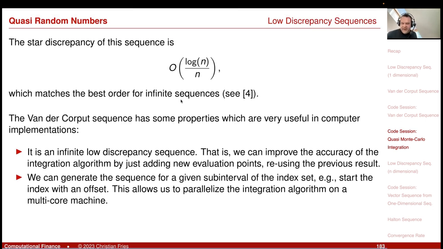This log n divided by n actually matches the best order possible for a one-dimensional infinite sequence. So there are nice properties now. We have an infinite sequence that has low discrepancy, better than Monte Carlo. Another nice property is that we can generate the sequence for any given subinterval of the index set. So if you would like to calculate an integral in parallel, you could say, okay, you start with index 0 and go up to 999, and the next one starts with index 1000 and goes to 1999, and so on. You can do it in parallel. That's a nice feature. This allows us to parallelize the integration algorithm on, for example, a multi-core machine.